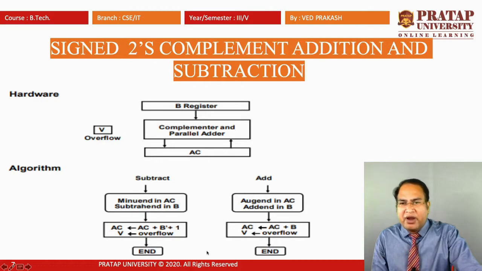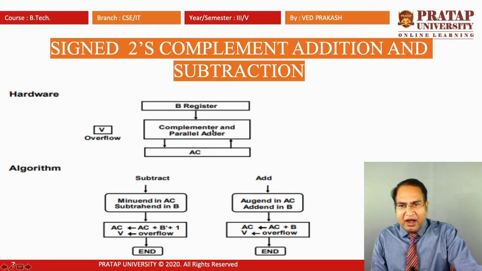When we want to perform addition of signed 2's complement numbers, we again use two registers. First is register B and second is register A. AC is known as the accumulator register and B is another register. The contents of register B are transferred to the complementer and parallel adder, and at the same time the contents of the accumulator register are transferred there, and after performing the addition, the result is shifted back into the accumulator register.